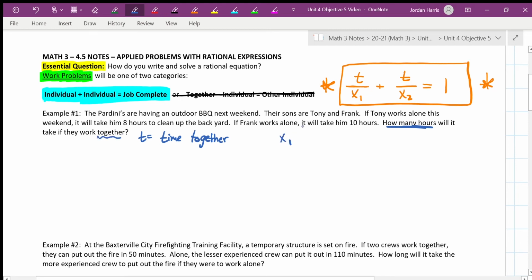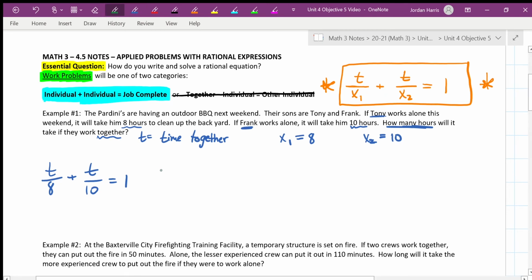X1 is the first son. Tony is the first one they talk about, and he takes 8 hours, so X1 equals 8. X2 is the second kid, in this case Frank. He'll take 10 hours, so X2 equals 10. Now we just have to set up our equation. T, what we're trying to solve for, over 8 plus T over 10 equals 1. And you might recognize this is what we've been doing. This is solving a rational equation.